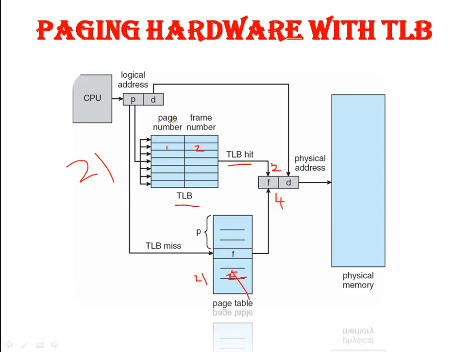So when you search here and it is not present, and then you come and search inside the page table, it is called a TLB miss. That is, the data you are searching for is not present inside the TLB. If the page number is present inside the TLB, then it is called a TLB hit. If it is not present inside the TLB, then it is called a TLB miss.